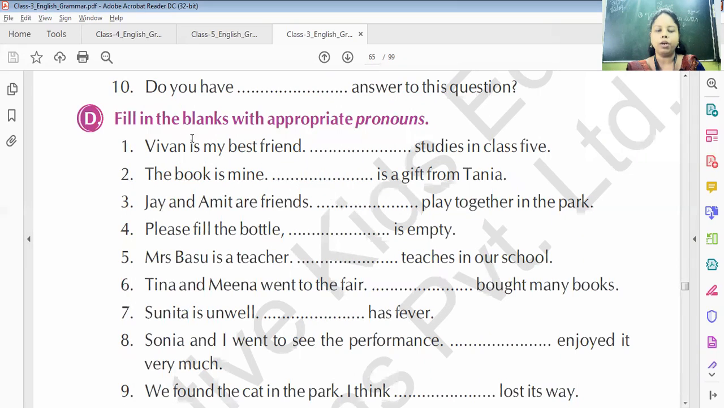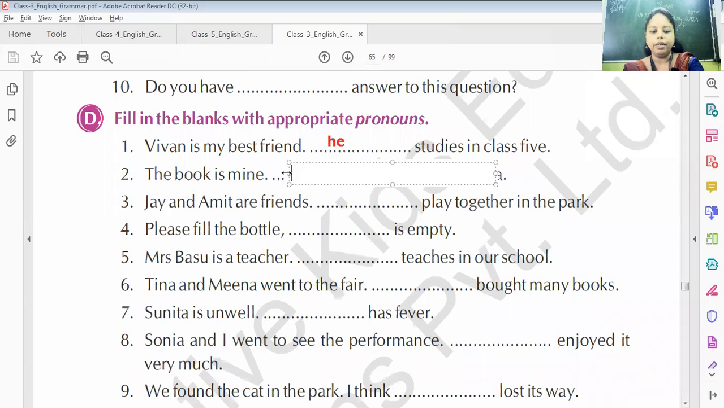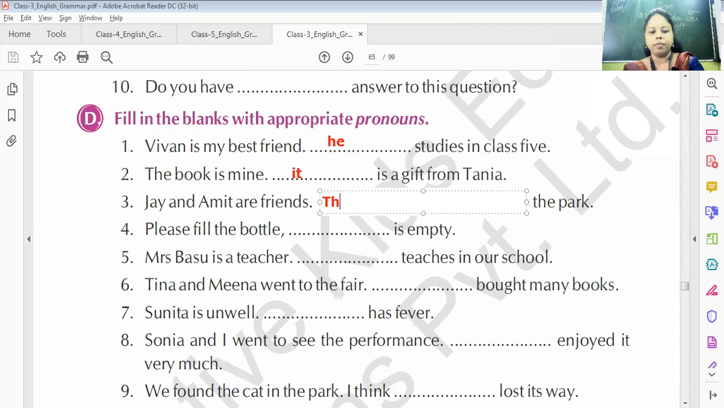Here we have to use pronoun now. Vivan is my best friend. Dash studies in class 5th. He studies in class 5th. Here we have to write pronoun. He. The book is mine. It is. We are talking about book. It is gift from Tanya. Jay and Amit are friends. They play together in the park.